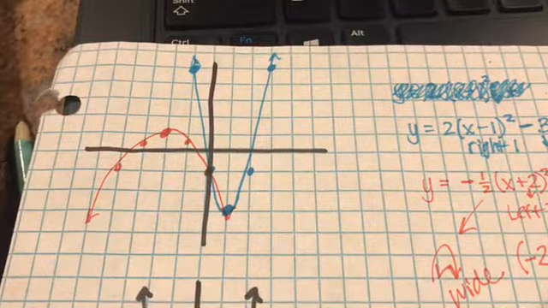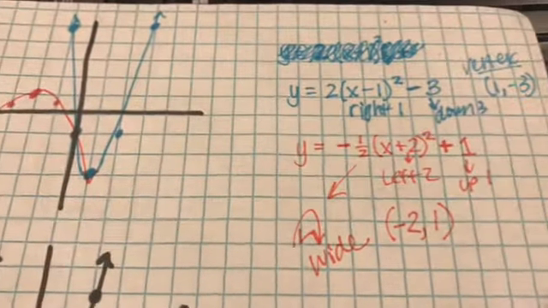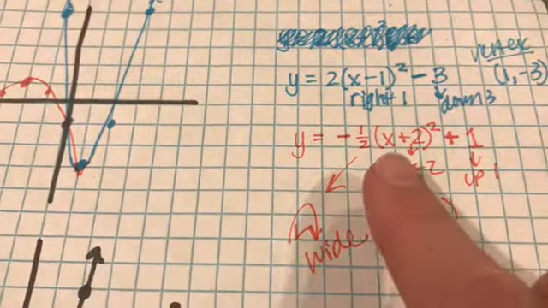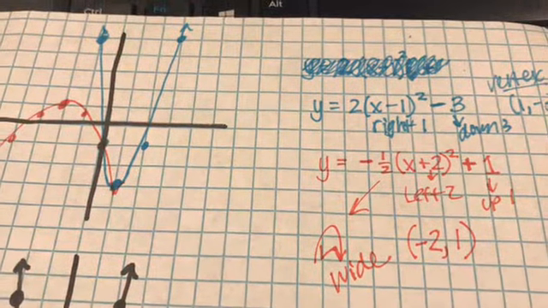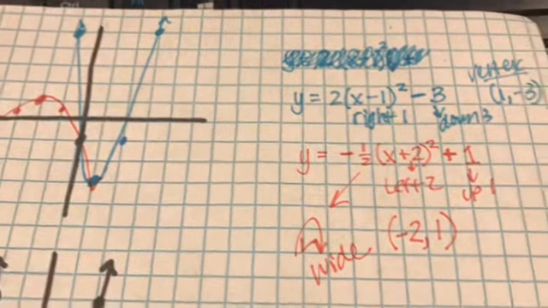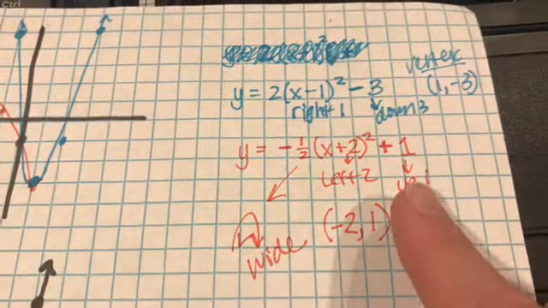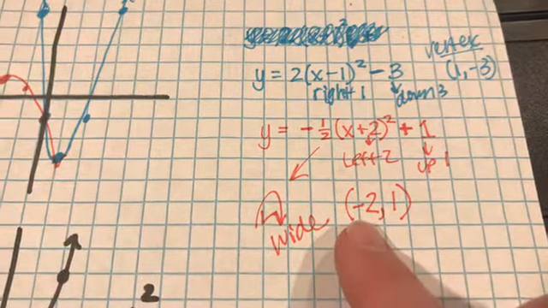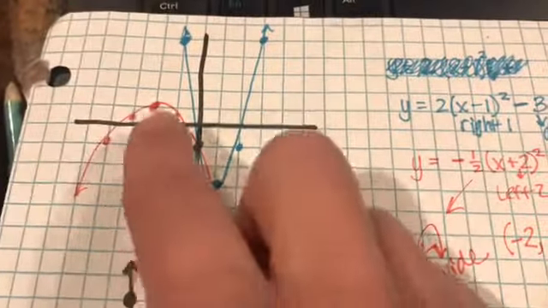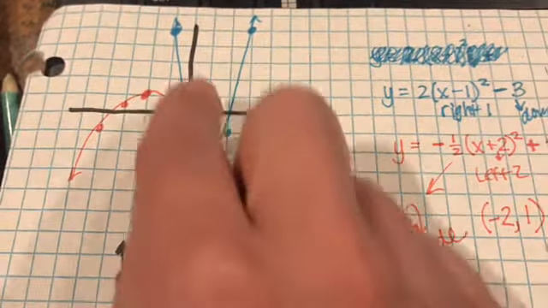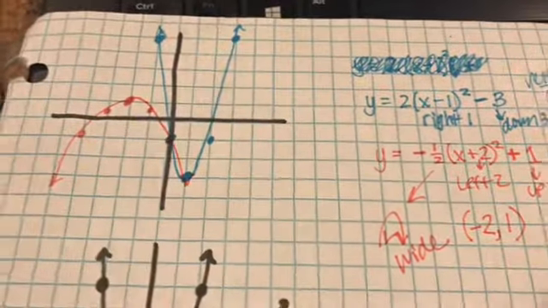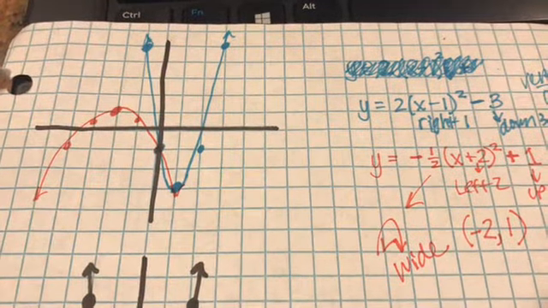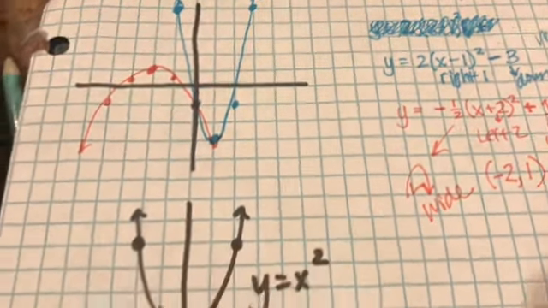to the left. This orange equation, a plus 2 in the parentheses moves it left 2, and then this plus 1 moves it up 1. That's your vertex. It's negative 2, 1. So negative 2, 1, that's the top of my parabola, and then I'm going to apply that negative 0.5, just like we did on the problem before this.